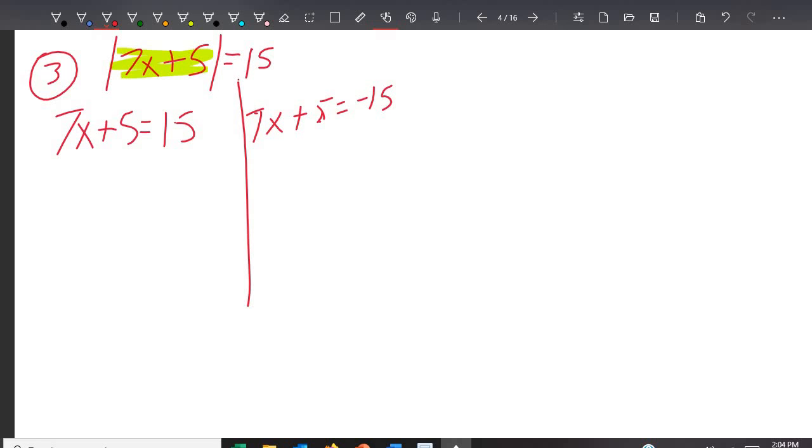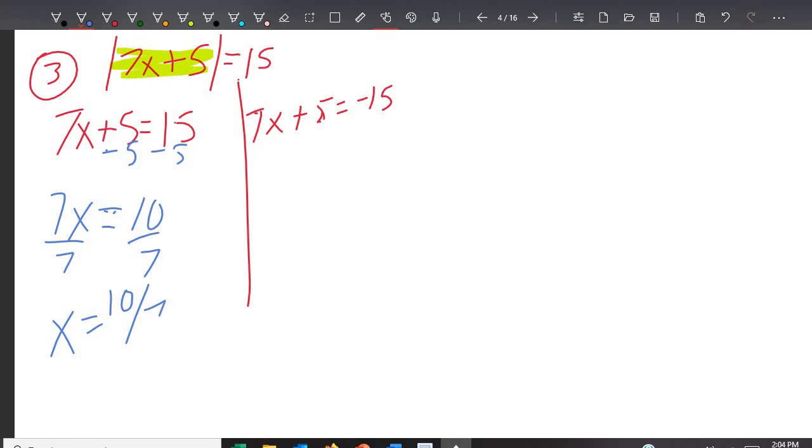Okay, now I'm going to subtract 5 from both sides. So I'm going to get 7x equals 10. Divide by 7, so x will be 10/7. It's not always going to be fractions. This one we're going to subtract 5 from both sides. So we're going to get 7x equals negative 20. Divide both sides by 7, so x will be negative 20/7.